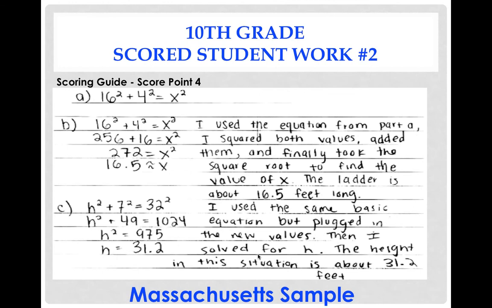And so the explanation is I used the same basic equation, but plugged in the new values. Then I solved for h. The height in this situation was about 31.2 feet. So we see two different students approach the problem in two different ways, but gain the maximum number of points.